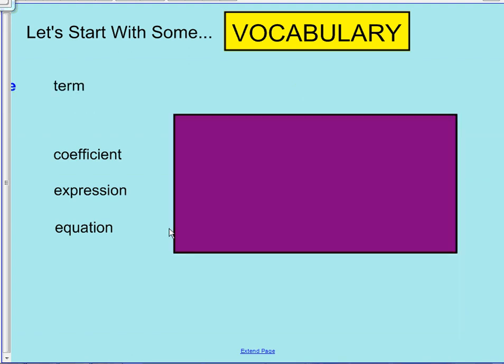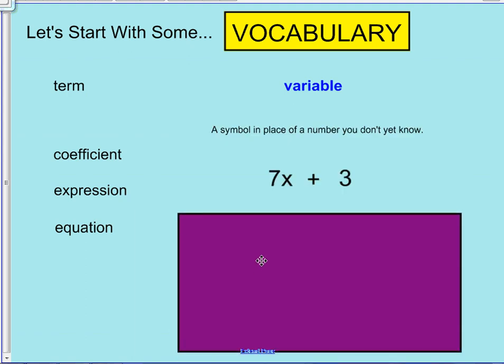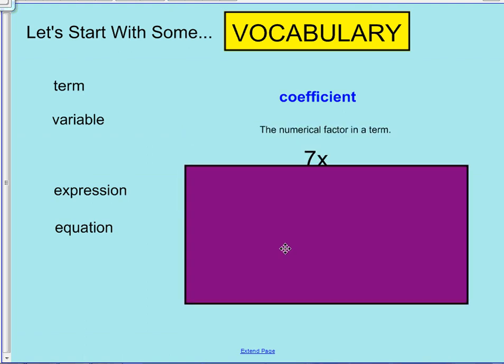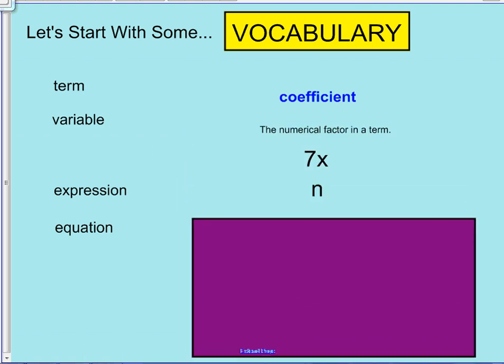So the next vocabulary word we have is a variable. And a variable is a symbol in place of a number you don't yet know. All right. So in this case, our variable would be x. The next term we have is coefficient. And a coefficient is the numerical factor in a term. So in this case, the 7 is the coefficient. So if I had a variable n, my coefficient could be 9. All right?